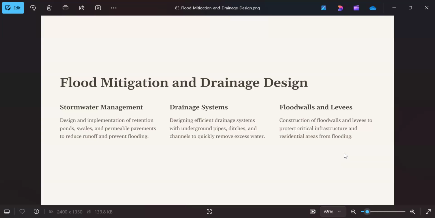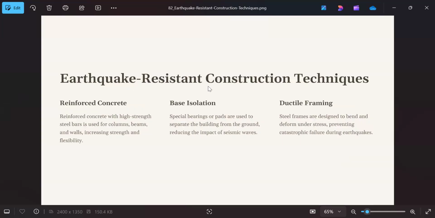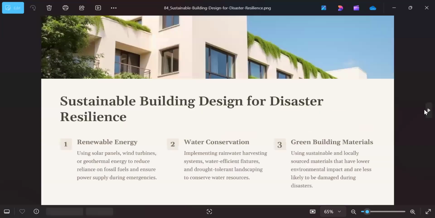planning. And when we are talking about earthquakes, earthquake resistant construction techniques should be used. So these are two very important things. Now, when we talk about sustainable building design for disaster resilience, there are three points that need to be discussed. One is renewable energy, then water conservation, then green building material.